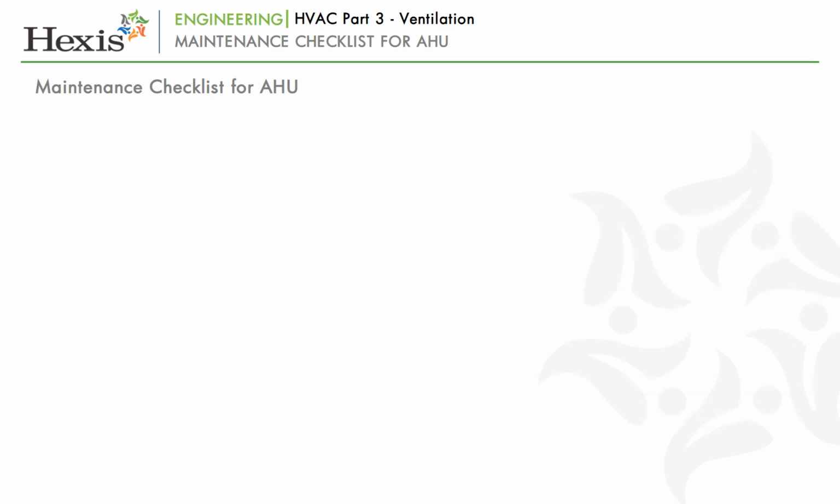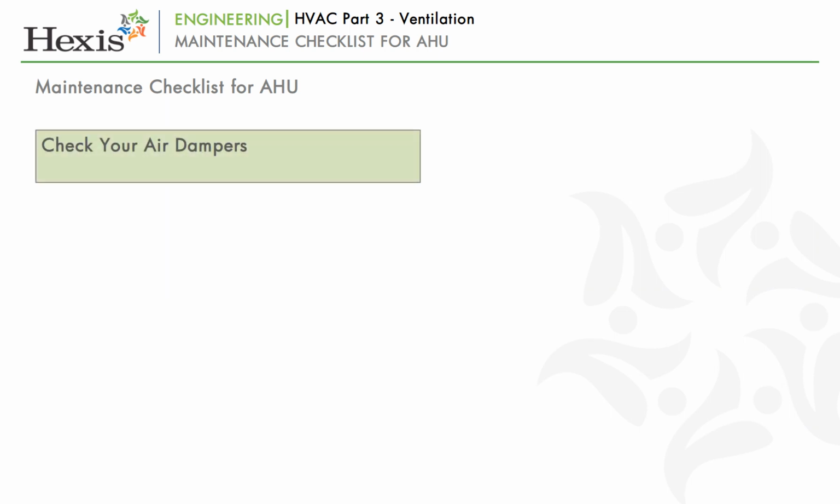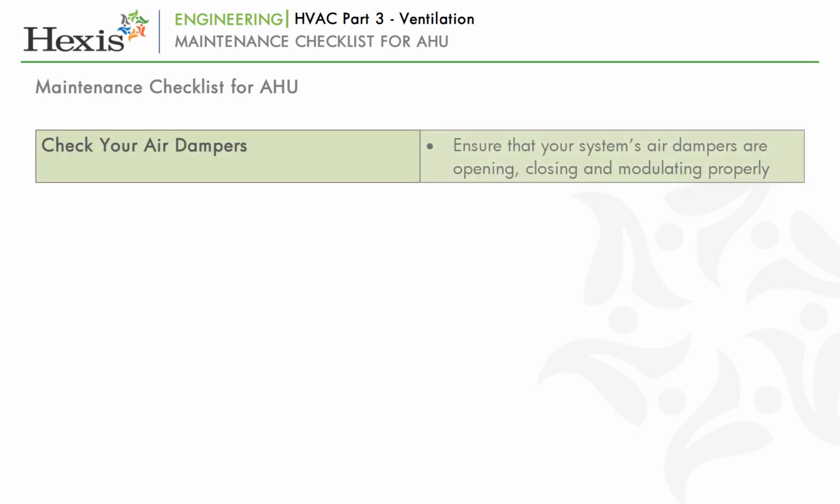Here are a few points to be checked on a regular basis. Check your air dampers. You'll need to make sure your system's air dampers are opening, closing, and modulating properly. To allow for changes in outdoor airflow, sometimes air damper actuators need to be installed. They will keep your dampers modulating effectively.